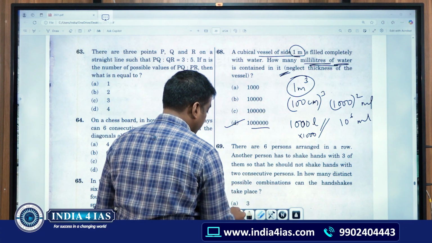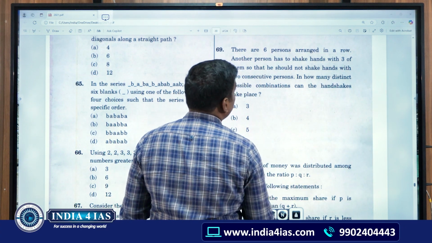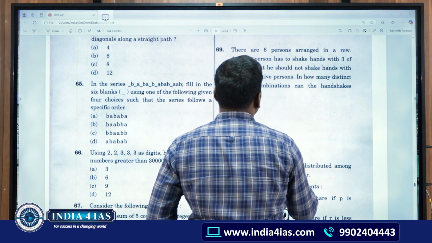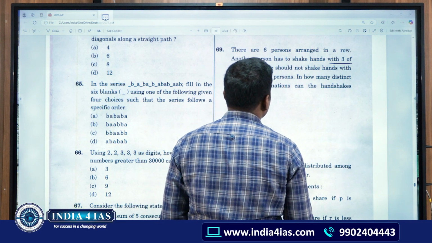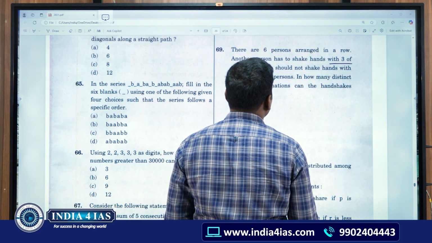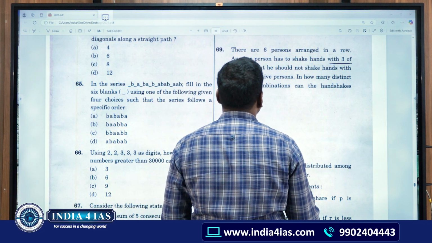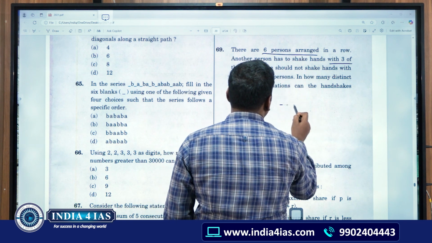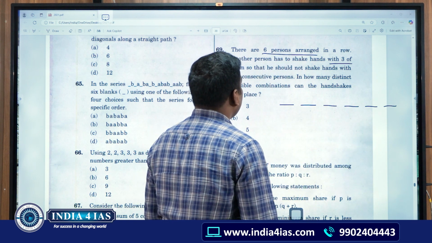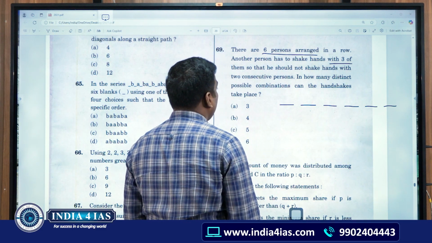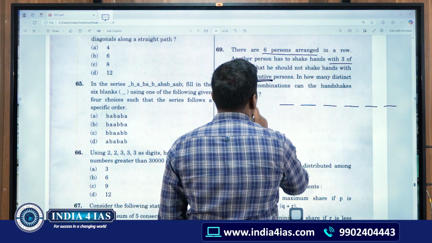Next. There are 6 persons arranged in a row. Another person has to shake hands with 3 of them, so that he should not shake hands with 2 consecutive persons. In how many distinct possible combinations can the handshakes take place? 6 persons are arranged in a row. Then another person has to shake hands with only 3 of them, and he should not shake hands with 2 consecutive people.